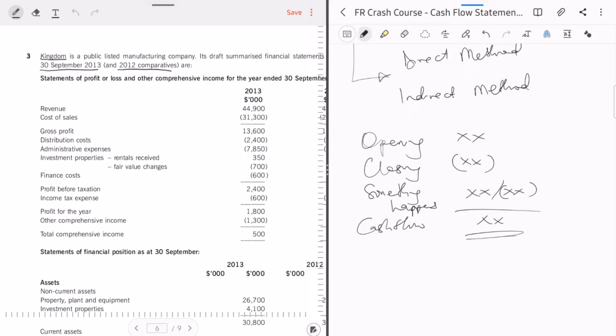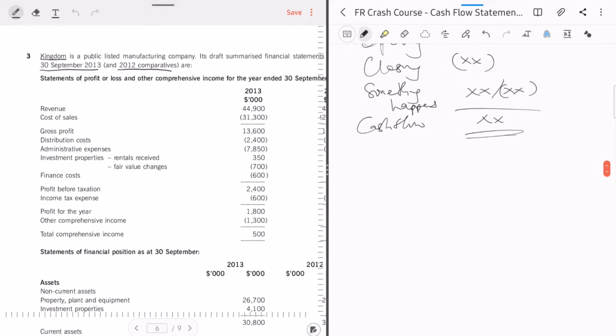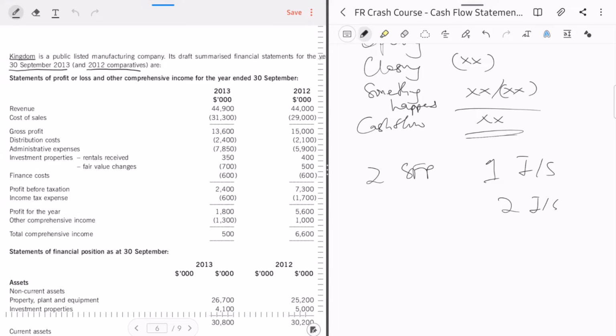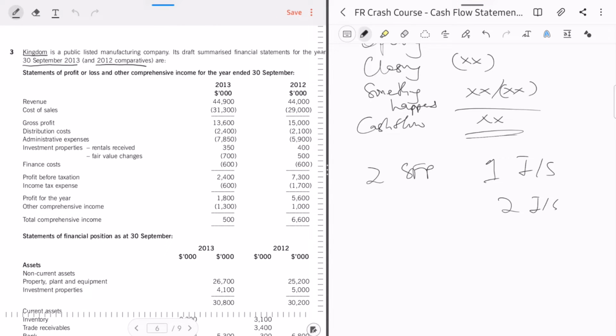Now, when I say opening and closing, in every single cash flow question, at the minimum, they'll give you two statements of financial positions and one income statement. Some questions will give you two income statements. I think this one gave us, yes, two, right? But the norm, what you usually see is two balance sheets, one income statement. That is what you'll be used to seeing. Two balance sheets, one income statement. Last year's and this year's, right?